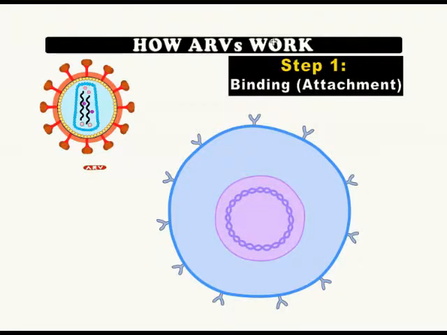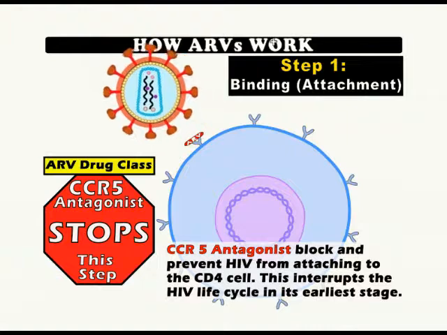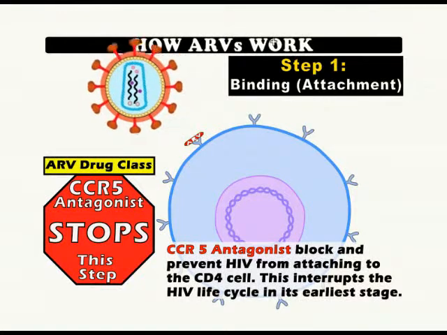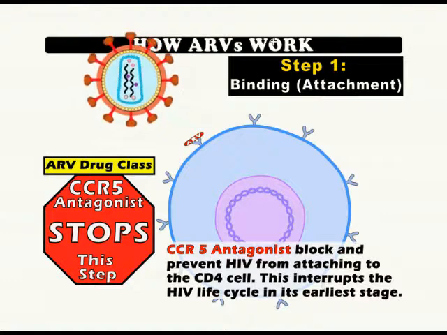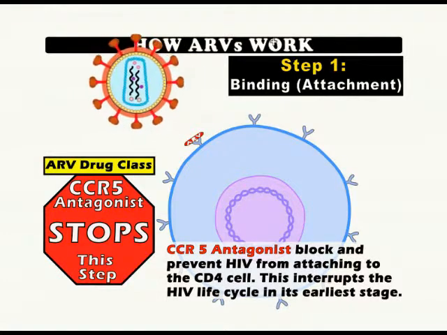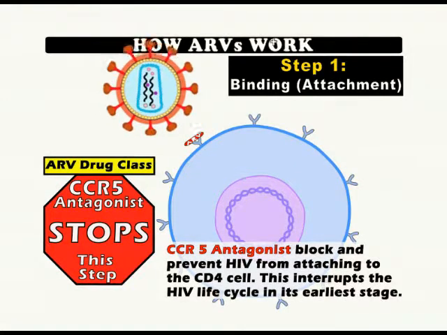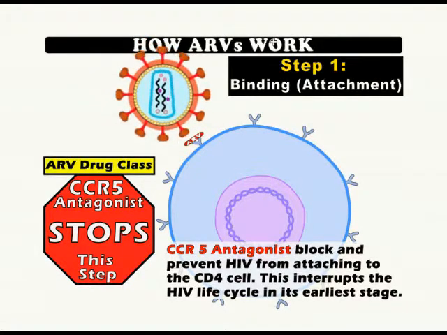We already know that step 1 in HIV life cycle is known as binding or attachment. The ARV drug class, known as CCR5 antagonist, stops this step. CCR5 antagonists block and prevent HIV from attaching to the CD4 cell. This interrupts the HIV life cycle in its earliest stage.